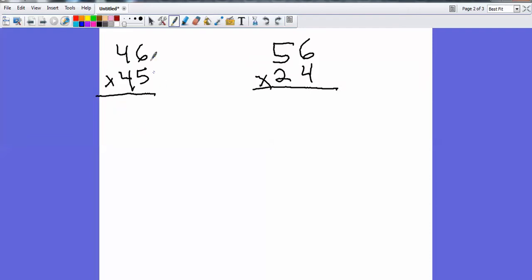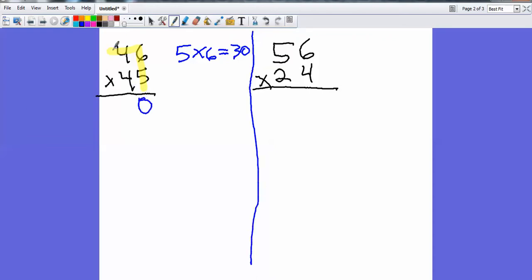Alright, so the next one is 46 times 45. I'm going to start off here from the beginning, and I'm going to highlight those just to show you what exactly we're doing next. So now we're going to start off by taking 5 times 6, and that equals 30. So draw the line here. Okay, so our 0 is going to go right underneath the 5. My 3 for our tens is going to go above the tens. And we're done with the first part.